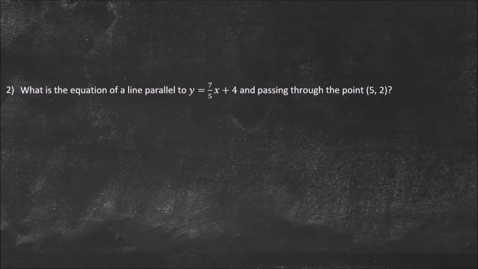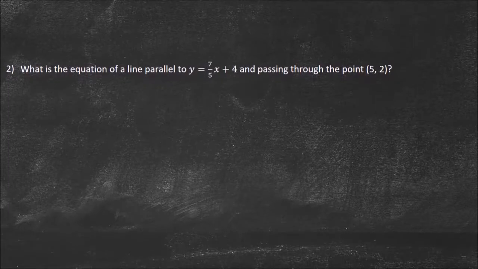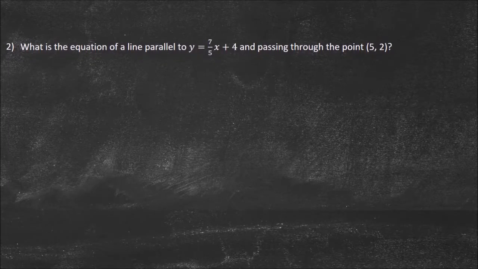Alright, so now this one is another practice with parallel lines. So what is the equation of a line parallel to y equals 7/5 x plus 4, but also passing through the point 5, 2? So nothing crazy here again. This one's actually a little easier than the perpendicular one we just did, because we're given it exactly how we want it with y equals mx plus b. Remember that m is the slope and b is the y-intercept.